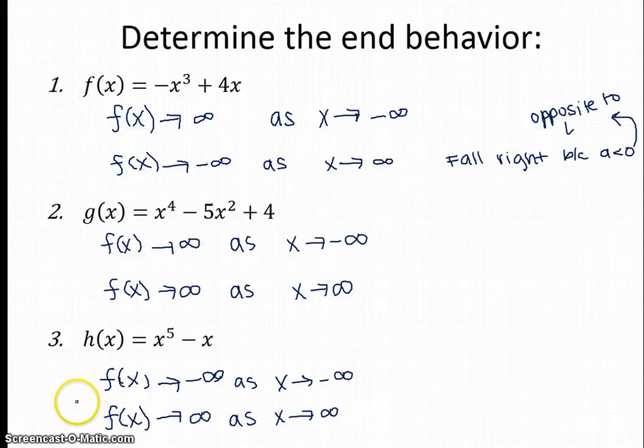Okay, here are your answers. Make sure you've taken a minute and check those. Notice again, all of these have as x goes to the left and as x goes to the right. As x goes to the left, as x goes to the right. And then this is, what is my graph doing? Is it rising or falling?